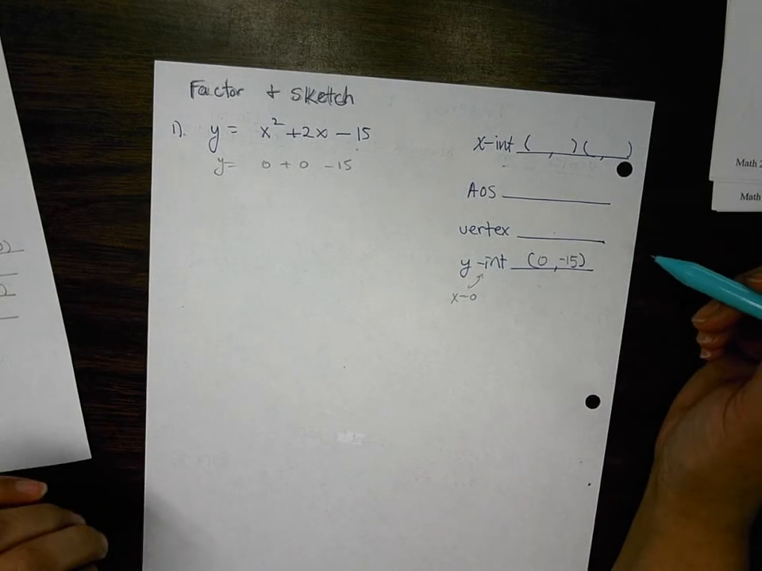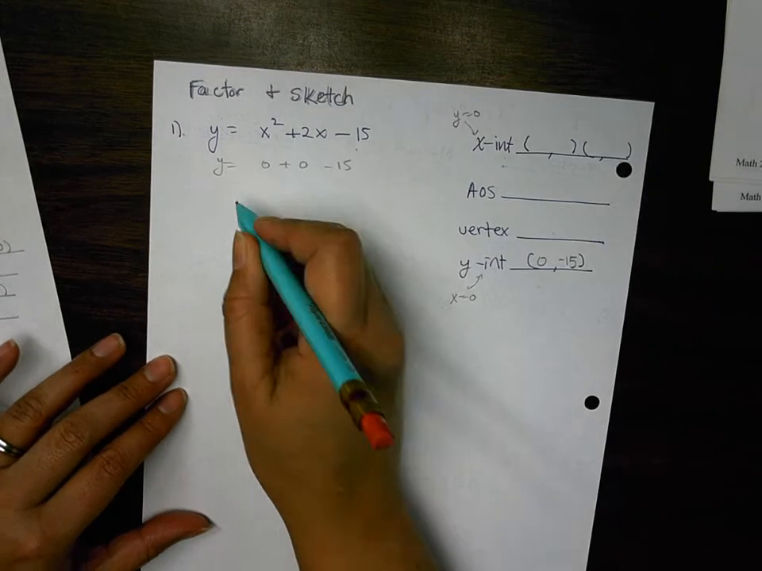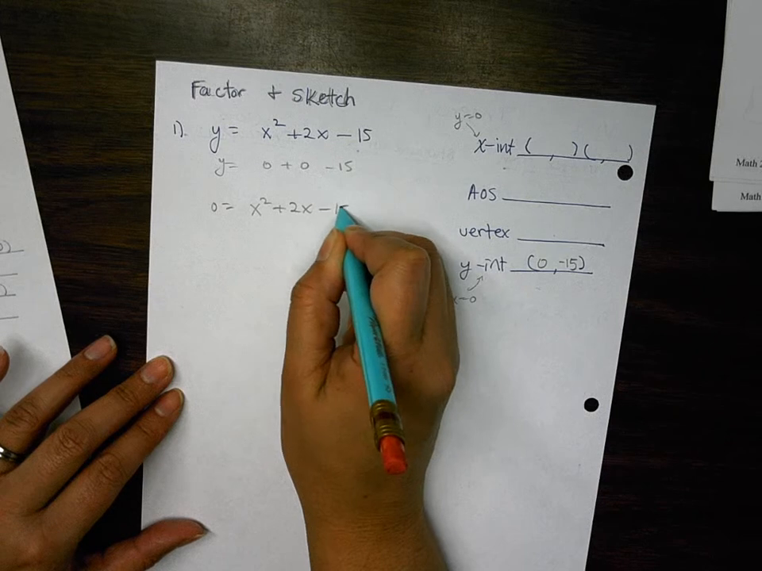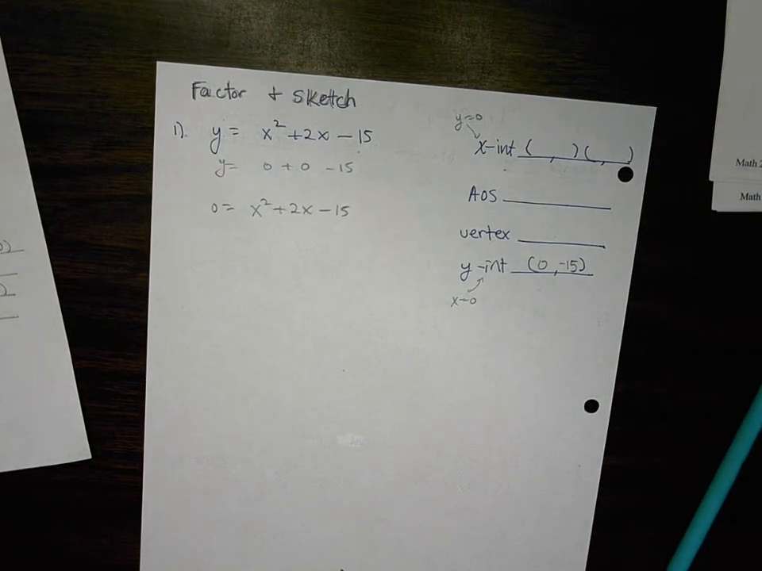Okay. Now, x-intercepts. How do I find the x-intercepts? What do I plug in for y? 0. 0 equals x squared plus 2x minus 15. That one right there is from lesson 6. How do I solve?